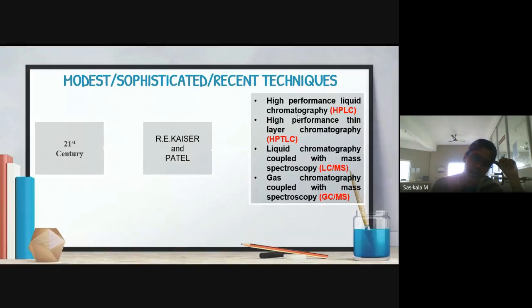And the recent techniques like HPLC and HPTLC, high performance, more sensitive and sophisticated techniques, were introduced in the 21st century by Kaiser and Patel. HPLC, HPTLC, LCMS, that is liquid chromatography coupled with mass spectroscopy. Chromatography and spectroscopy were coupled for analyzing a very small amount of sample in a very accurate and sensitive manner. So this is a recently developed technique, LCMS and GCMS, developed by Kaiser and Patel. This is about the history of chromatography.